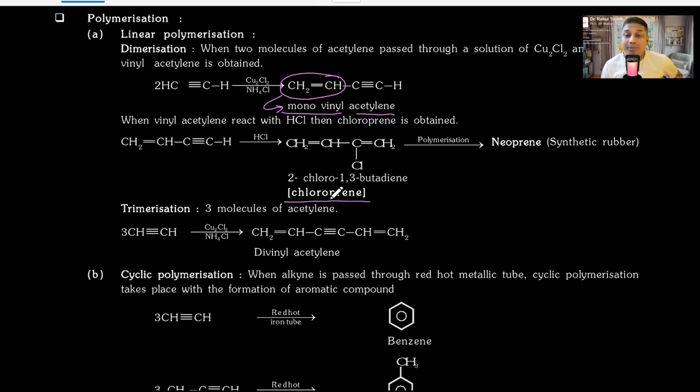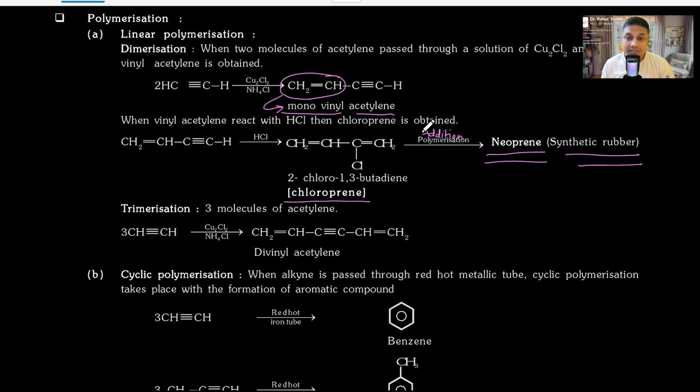This chloroprene, when it polymerizes, this is the monomer. The polymer which it forms is known as neoprene, which is used as synthetic rubber. Make sense? Correct? After this step, addition polymerization will take place. I hope that part is clear.